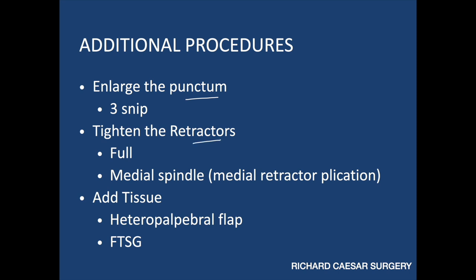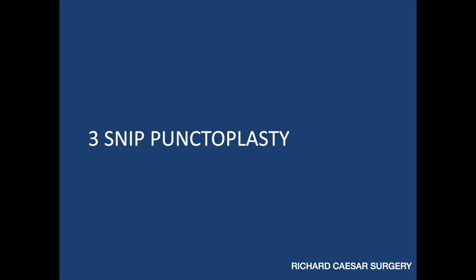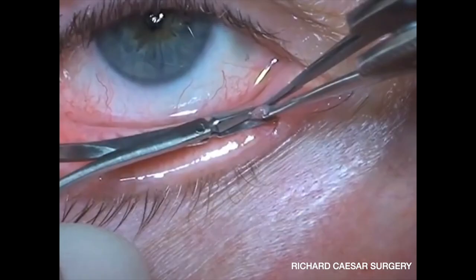You might need to enlarge the punctum with a 3-snip punctoplasty, tighten the retractors to get the lid in a better position, and if there's a cicatricial element, you're going to need to add tissue, either with a flap or with a full thickness skin graft. As an add-on, the 3-snip punctoplasty is going to be your most used technique.